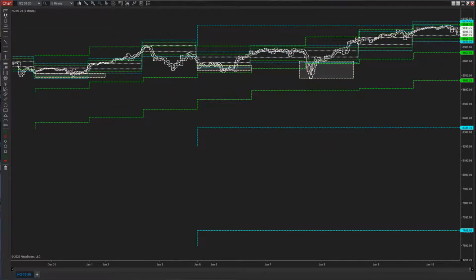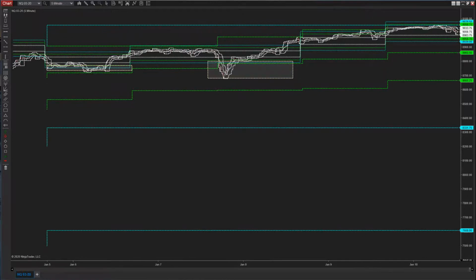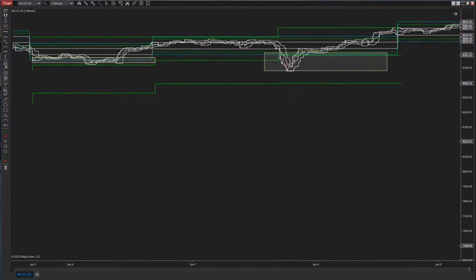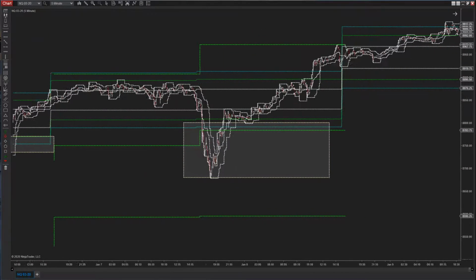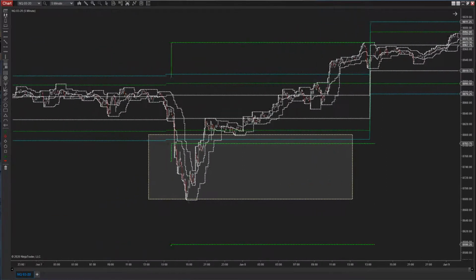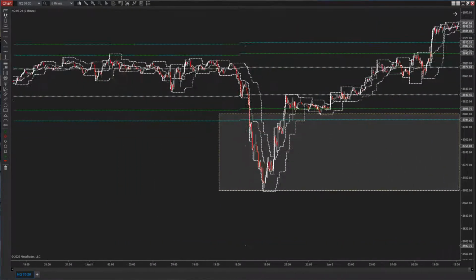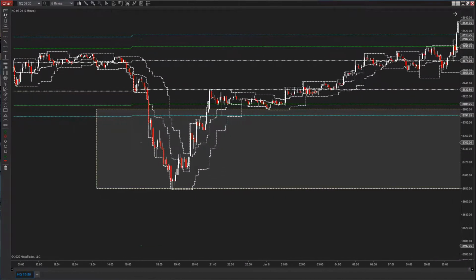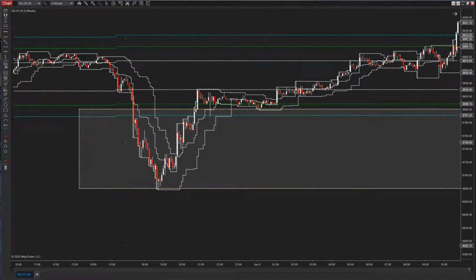Here we go. Here's one. So this is where you want to be looking to get involved in the market for sure, because we know it's going to be in an uptrend. So how would you trade that, right?